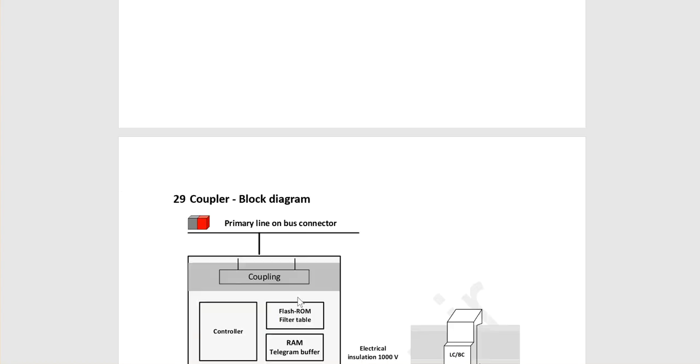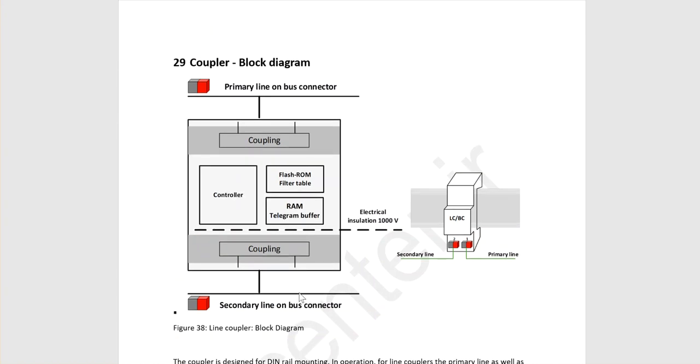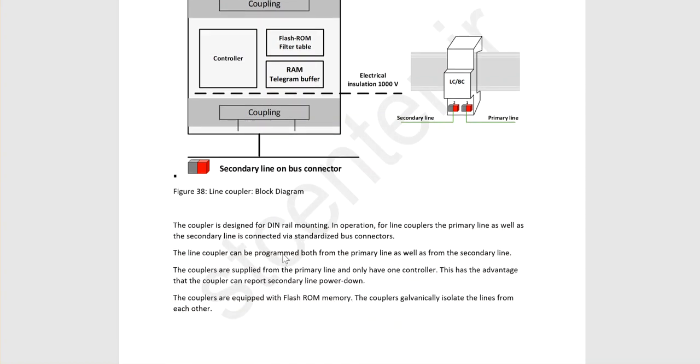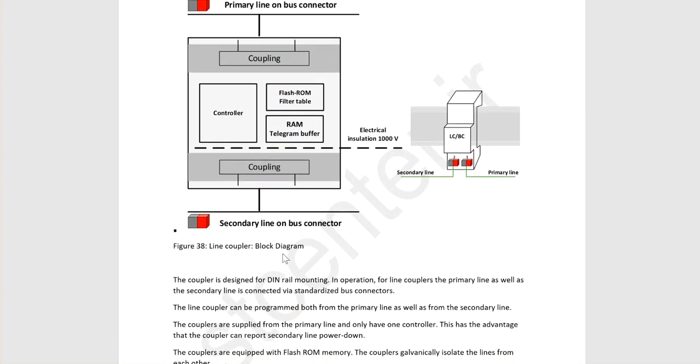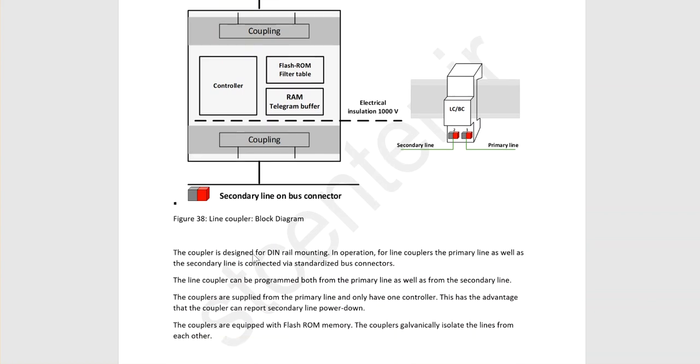It is better to have another line with a line coupler, because we care about the traffic of the data. Each line coupler includes a controller, microcontroller, ROM and RAM, and bus coupling units. It has two sides, primary side and secondary side. The coupler is designed for DIN rail. Nowadays, all of the couplers are installed on a DIN rail.